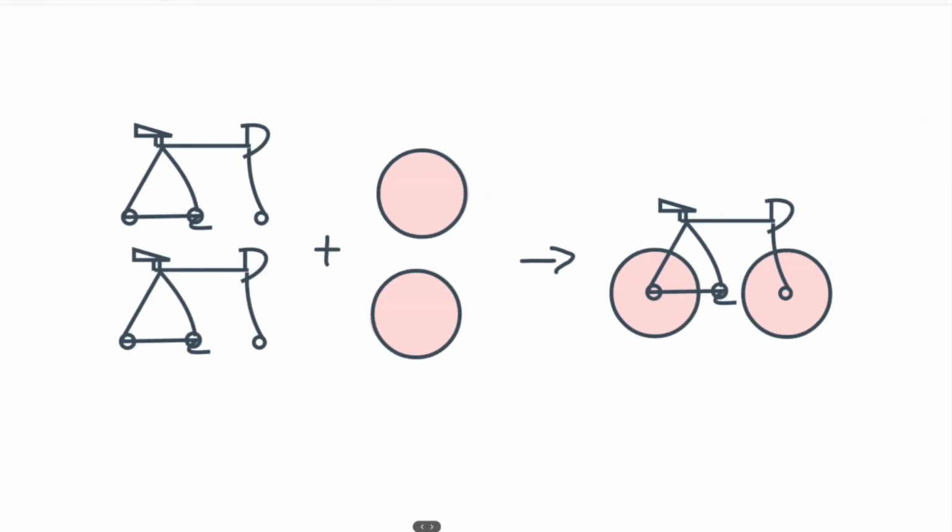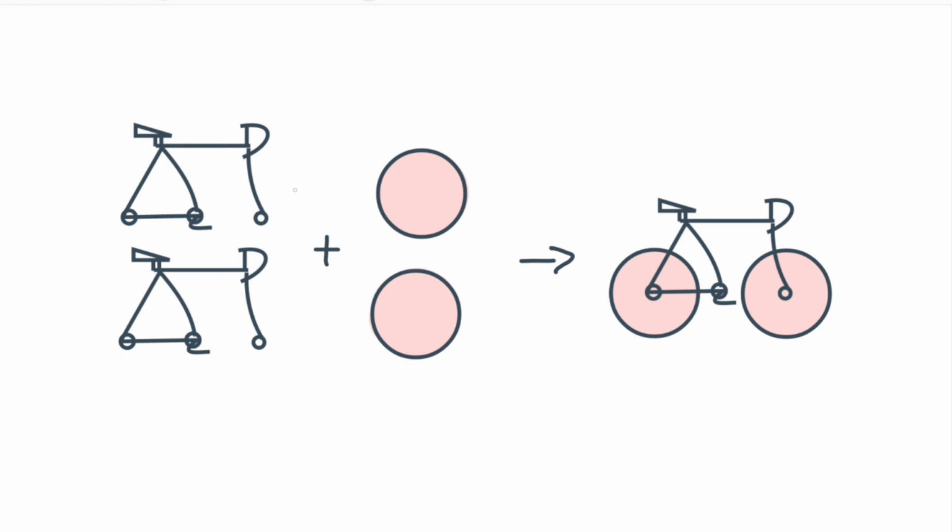Hi guys, so let's continue with the limiting reactant. This topic is at the same time simple, but students face many troubles. Before we start, I just want to ask you a question. How many bicycles can you build if you have two frames and two wheels?